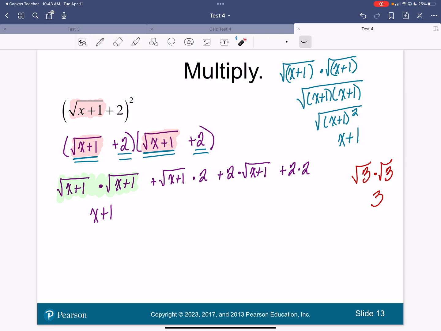Okay, now here, I've got 2 that's on the outside times the square root of x plus 1 that's on the inside. So I can't do anything with that except multiply 2 on the square root of x plus 1. So really there, all I've done is change the order. Then I've got 2 on the square root of x plus 1. Okay. And what's 2 times 2?